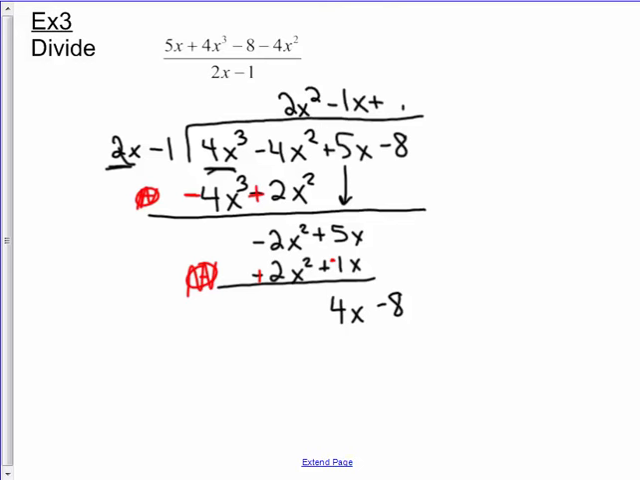What times 2x is 4x? Just a 2. So 2x times 2x is 4x. 2 times negative 1 is negative 2. I subtract, which means I'm going to distribute that negative to both things. That becomes negative, that becomes positive. I can get rid of the subtraction. And I'm left with negative 6.